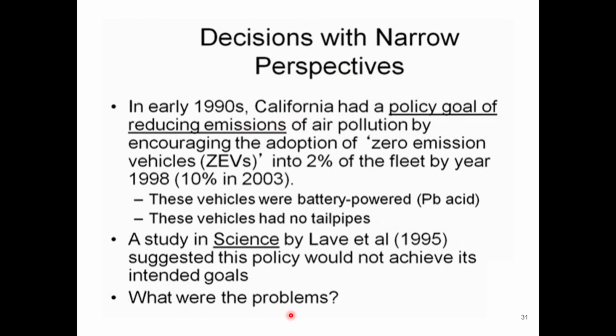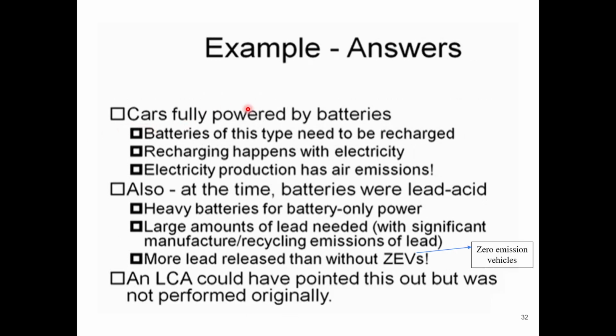So let us see what the problems were. It was found that the cars were fully powered by batteries. According to the people in California, that should have been a boon. But it was not a benefit. It was in itself a problem.